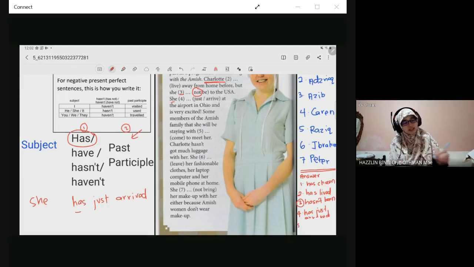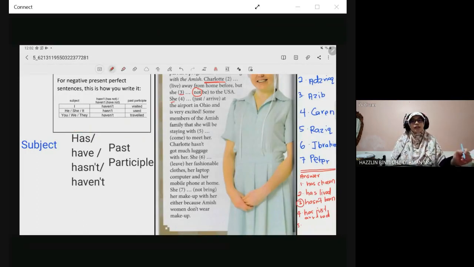Okay, next, number 5. Razik, what is your answer? Razik? Razik, are you there? Are you eating? Razik, are you eating? Teacher thinks you are eating. Is it tasty? What are you eating, Razik? Okay, Razik is busy eating.